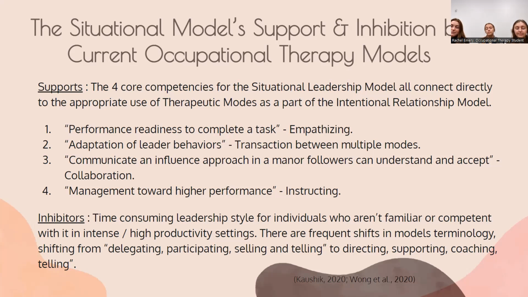So going back to that graph that Danny had shown, it's like meeting the client where they're at in each of the 4 categories. So the 4 competencies we have listed: number 1 is performance readiness to complete a task, which we thought matched well with empathizing mode. 2, adaptation of leader behaviors, which matches well with a lot of the modes, hence the word adaptation. Number 3 is communicate and influence approach in a manner followers can understand and accept, which matches well with collaboration. And then number 4, we have management towards higher performance, which matches well with the instructing mode.